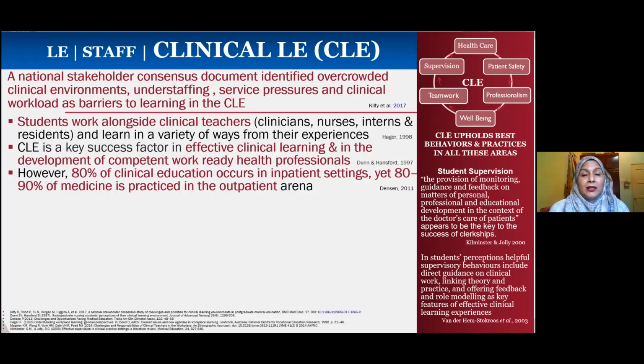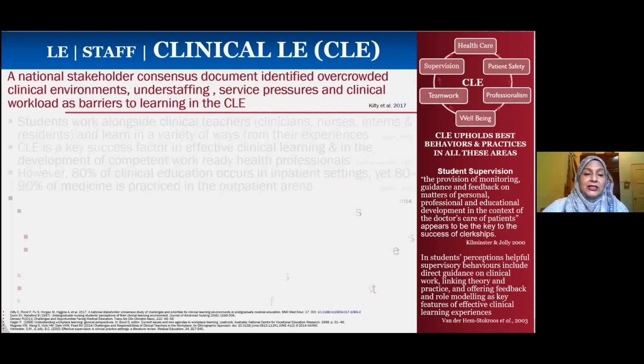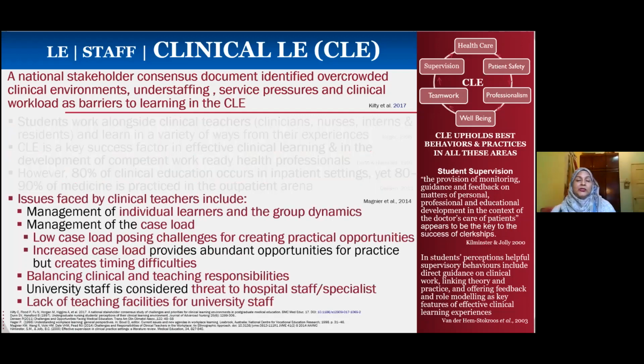However, 80% of clinical education occurs in inpatient settings, yet 80 to 90% of medicine is actually practiced in the outpatient arena. That was the observation. So practically, we have to utilize more of the outpatient departments to give good clinical exposure to the students.